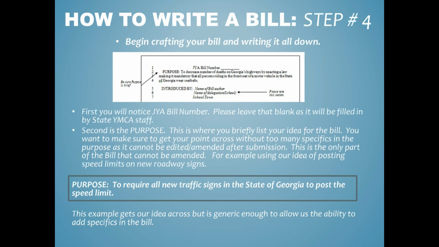So we're going to take the very top page of that sample bill. The first thing that you'll notice at the top of the page is where it says JYA bill number. You'll leave that part blank because after the bill is submitted, if it's selected for the bill book, the state YMCA staff will auto-generate the bill numbers as we assign them to either the House or the Senate chambers.